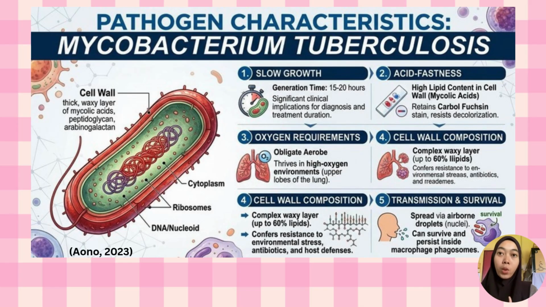In conclusion, Mycobacterium tuberculosis has several unique characteristics such as slow growth, acid fastness, oxygen dependence, a complex waxy cell wall, and the ability to survive inside the immune cell. These characteristics make tuberculosis difficult to diagnose and treat, and they contribute to its spread and pathogenicity.